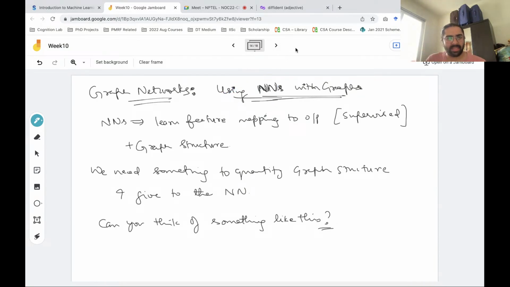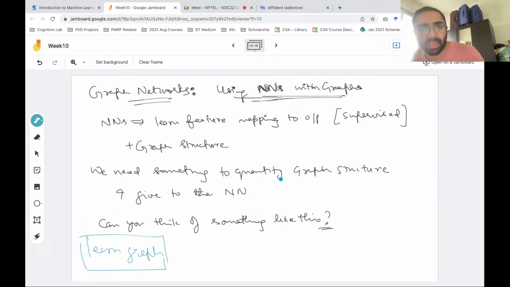So the idea is that you want to learn, for example, graph structures. We have many ways to do this. One way of using neural networks with graphs is basically having something called a graph neural network, right? Graph NNs, it is called.